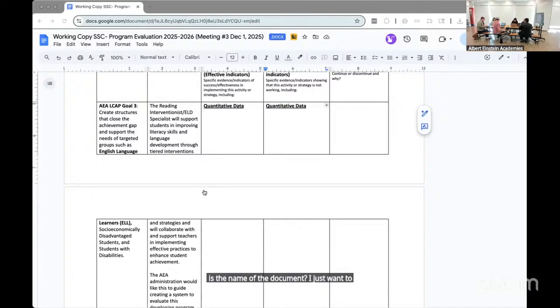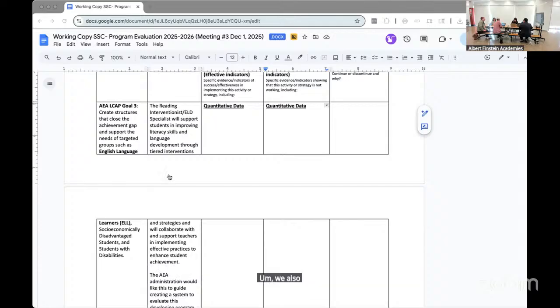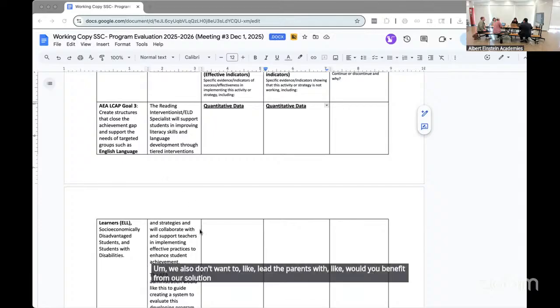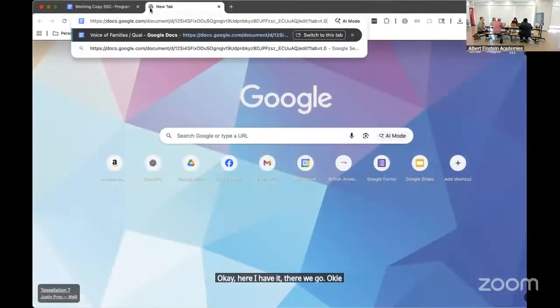I did want to say that I think we drafted more questions than perhaps we need. Some of these might be ultra specific, and maybe we just focus on the reading interventionists. We also don't want to lead the parents with, would you benefit from our solution? And here's the solution. So I'm happy to see those questions either omitted or completely reworked. Okay, here I have it.